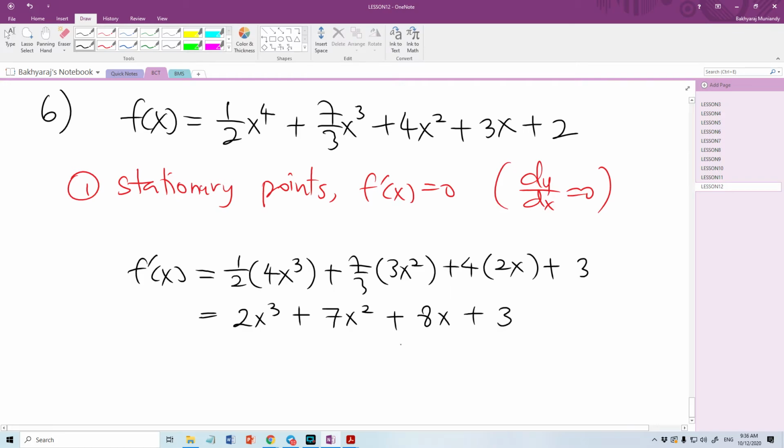Now how to solve this? Macam mana kita nak bagi dia kosong? Macam mana kita nak selesai ni? Equals to 0. Now use your calculator. This time use degree 3.